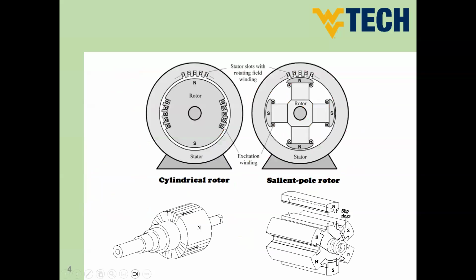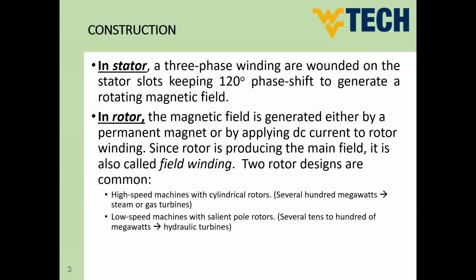So if we go back to our machines again, you will find that we have high speed machines. For the high speed machines, we use the cylindrical rotor. Why again? Because the number of poles is small. And for this type of machines, guys, you can find it in power plants in several hundreds of megawatts. It can reach like 300 megawatts or 300 megavolt ampere generators. And the mechanical source is steam and gas turbines.